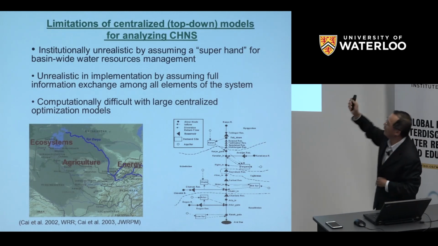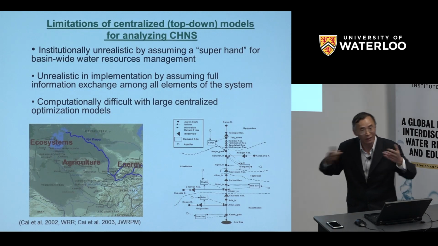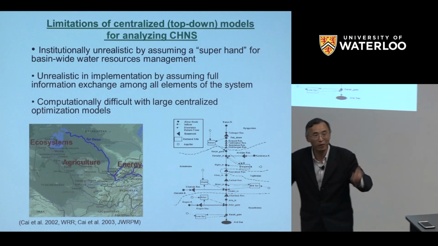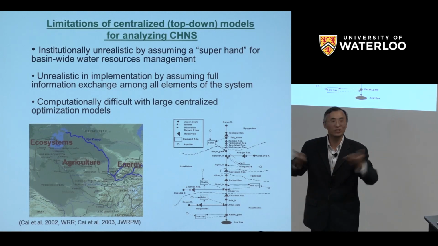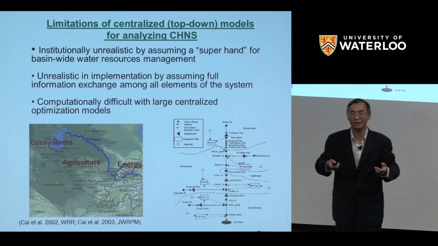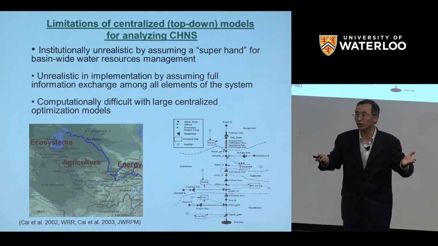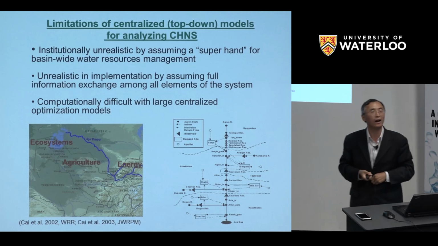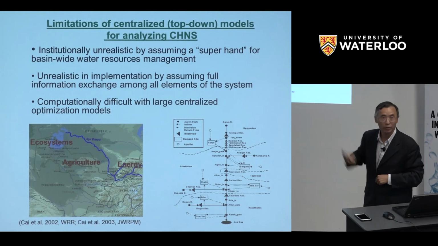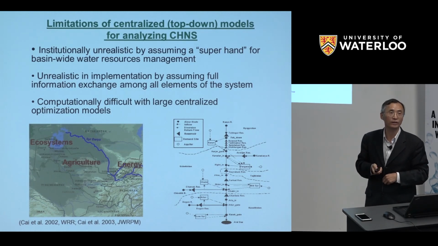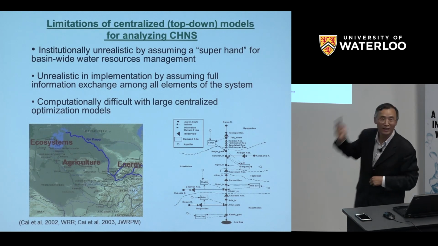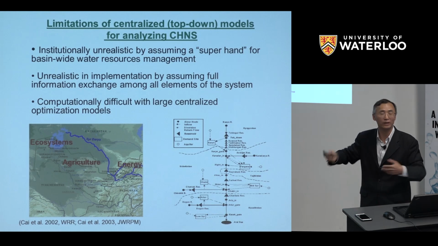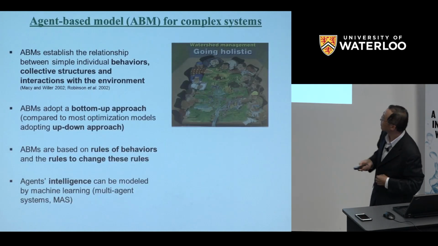And the other one, from a technology perspective, the centralized model assumes perfect information exchange. That's not realistic in the real world either. Also, when we have these large optimization models, computation and algorithms are always a challenge. So since then, I have been thinking about how we could avoid those problems and develop more realistic models.